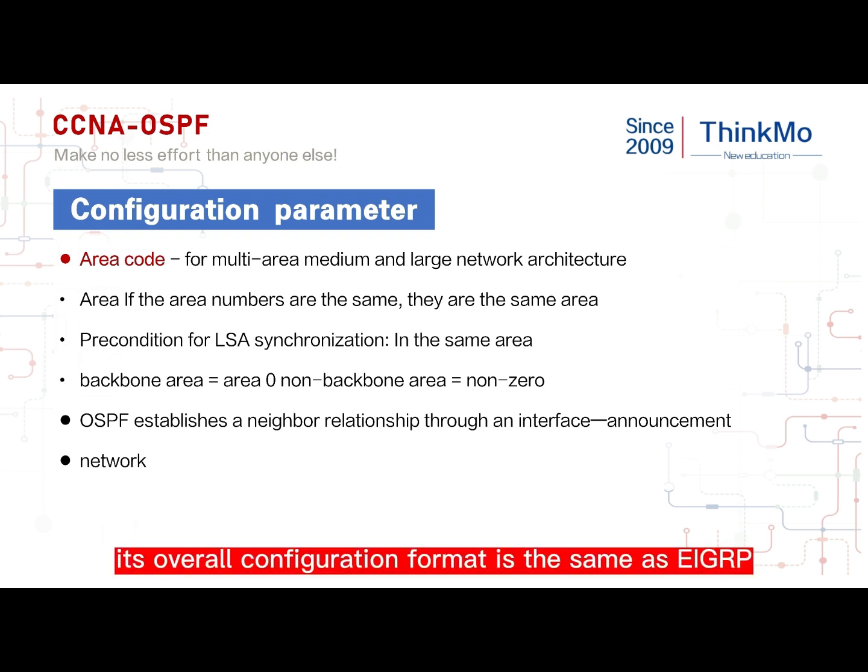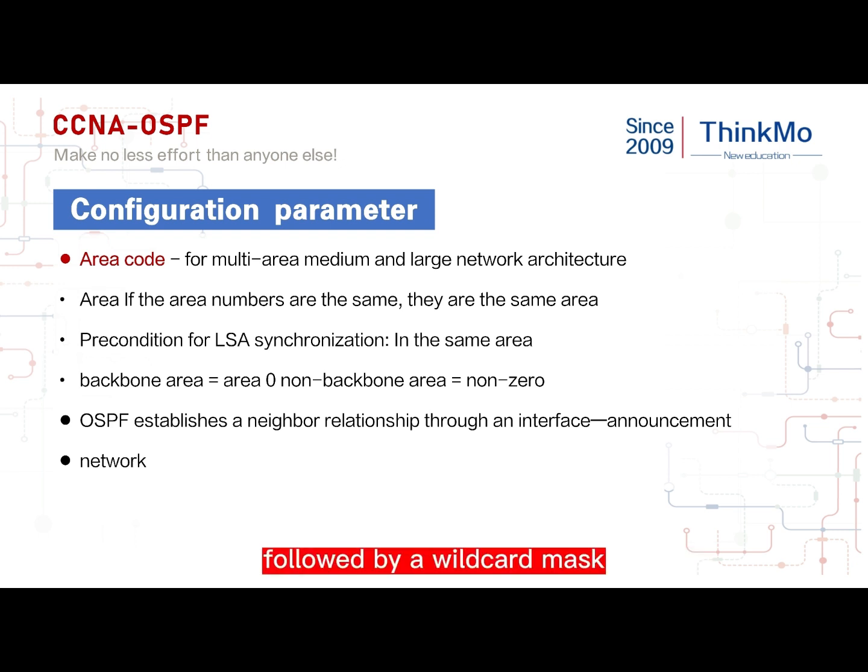Its overall configuration format is the same as EIGRP. Declare a directly connected network segment between the two, followed by a wildcard mask. At this stage, we can understand it as the anti-mask. Or, we enable OSPF under one interface, which is also equivalent to declaring it. These are two different ways. In fact, there are no more parameters.